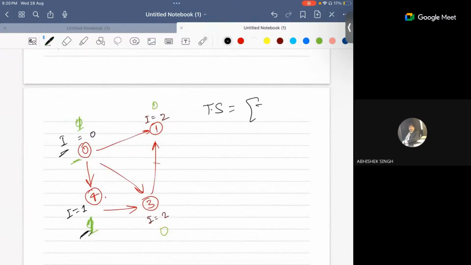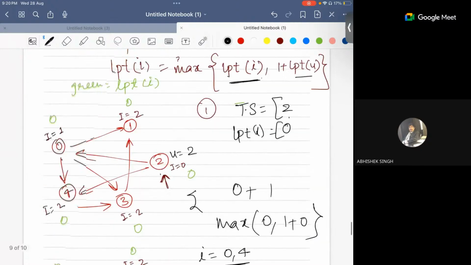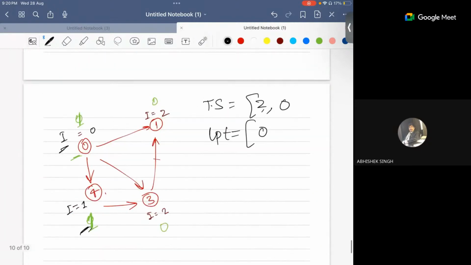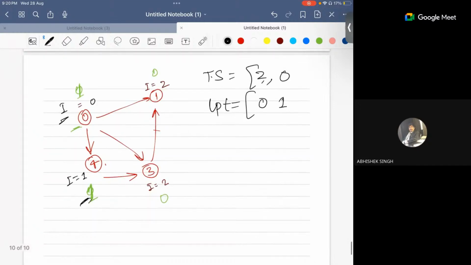So after 2, we have added 0, because 0 is the vertex with in-degree 0. We have taken out 2, and the LPT will be added. For 2 it was 0 because it was 0 earlier, you can see that. Now for 0, 1 is there, right? So 1 will be added. Okay, and after that we'll remove all the edges that are connected to this in-degree vertex. If I remove all of these, we are left with this.